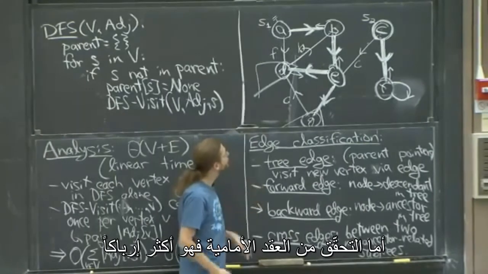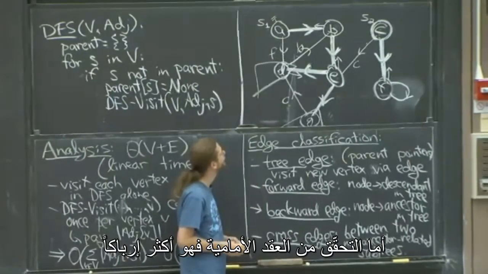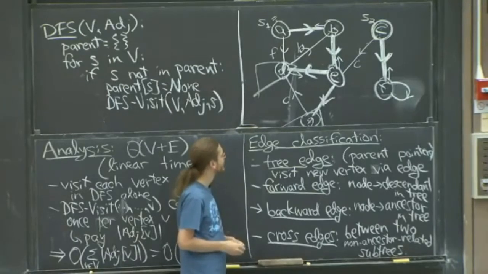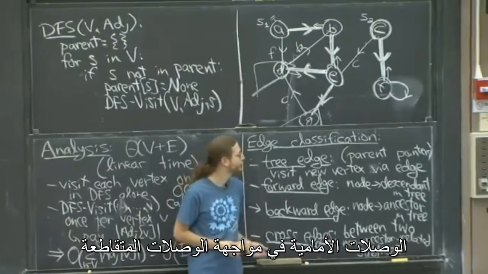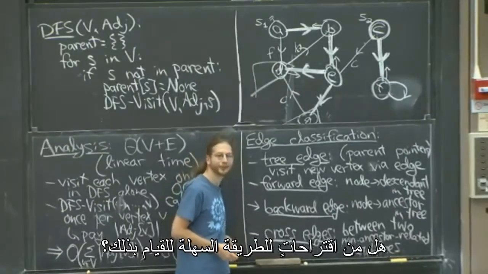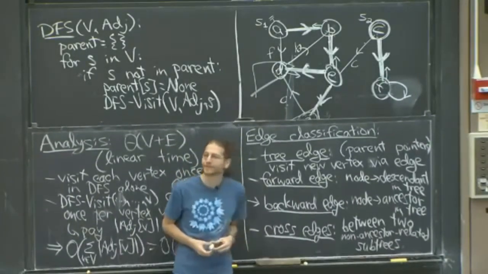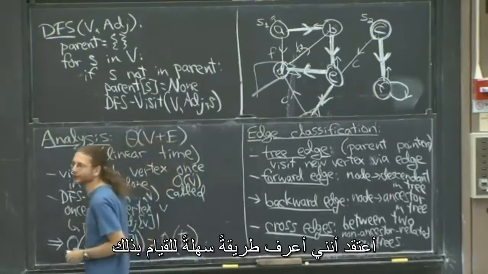Detecting forward edges, it's a little trickier. Forward edges versus cross edges. Any suggestions on an easy way to do that? I don't think I know an easy way to do that.